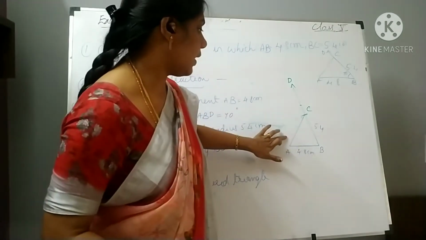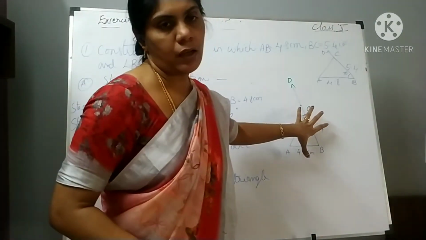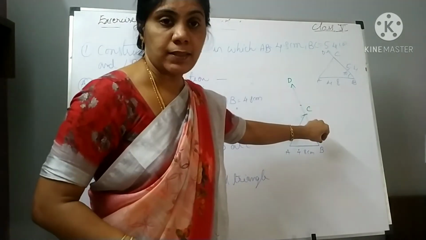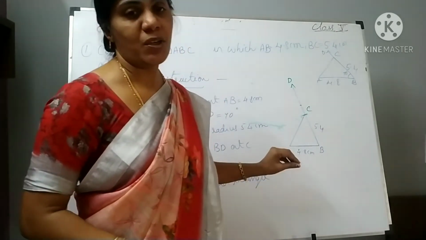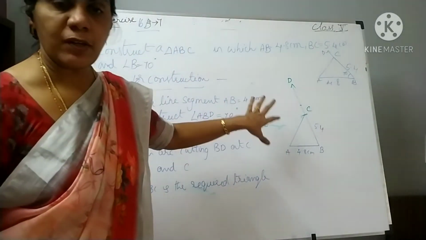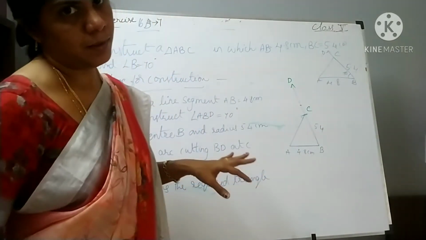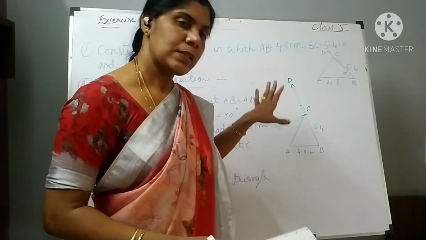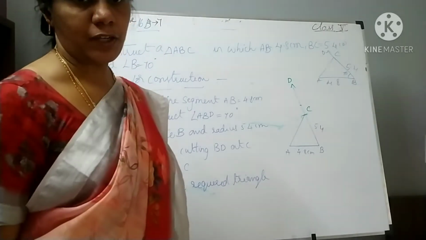Measure this line and again check whether the sum of the two smaller sides is greater than the third side or not. That means you can check whether you can form the triangle with these measurements. By that you can understand whether whatever we have drawn is correct. So this is the way you have to construct.